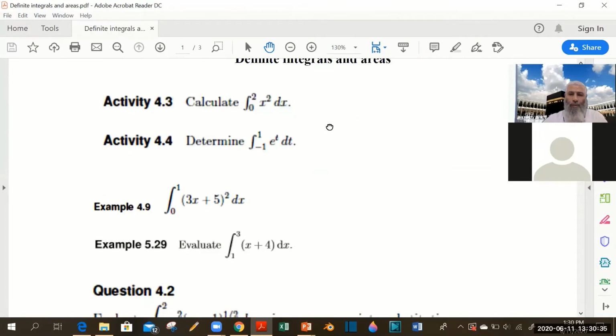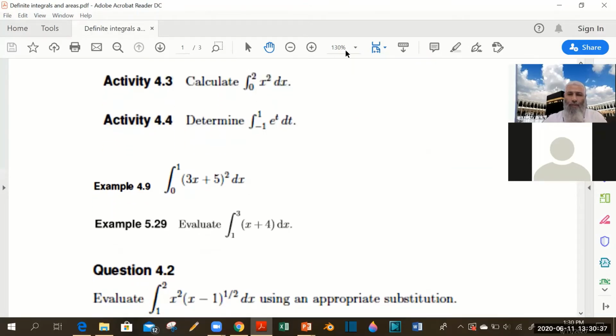Definite integrals and areas. Calculate this. So integration of x cubed is what? X squared? Yes, it is x to the fourth over 4... X cube over 3, from 0 to 2. So this is 2 cube over 3 plus minus.